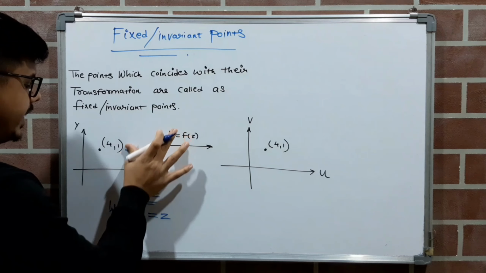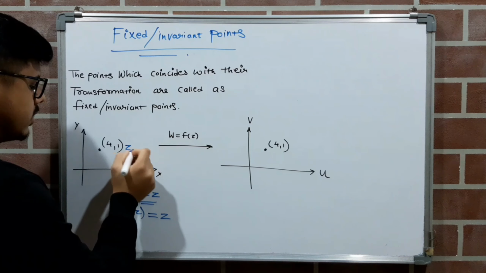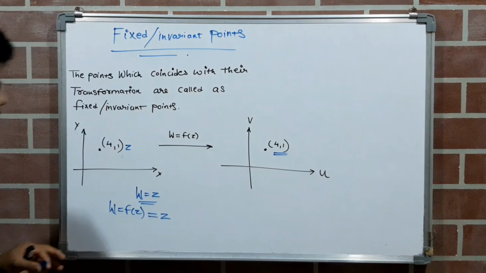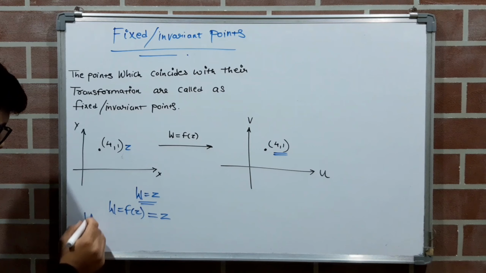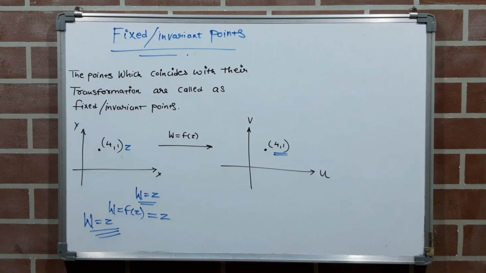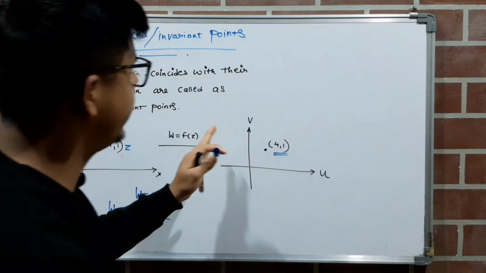This is the same point z which is in the xy plane. After mapping, we are getting the same point, so we are putting w equals z. That means our point is a fixed point. So now we will solve a sum related to this topic.